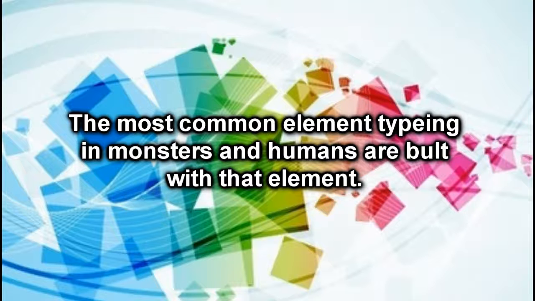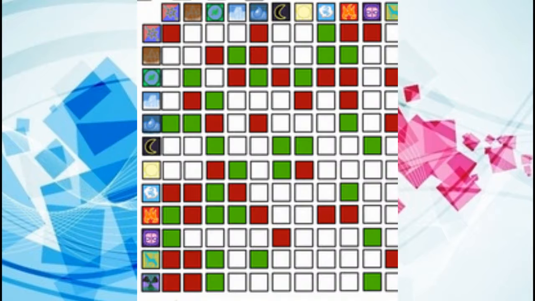Mentality, the most common element typing in monsters, and humans are built with that element. Resistances: mentality elements are resistant against machines. Weaknesses: mentality elements are weak against darkness, toxic, and other mentality elements.